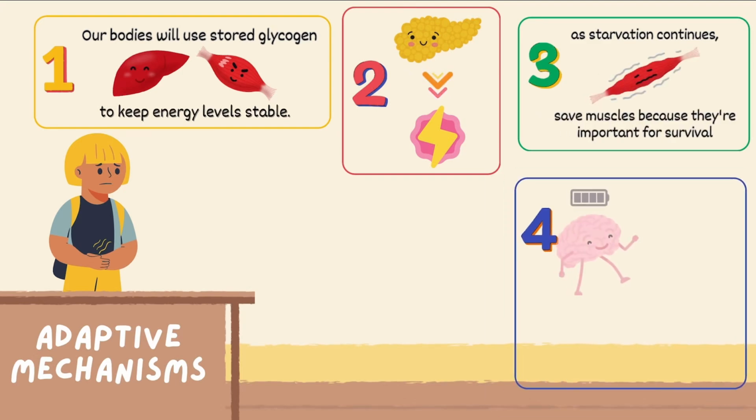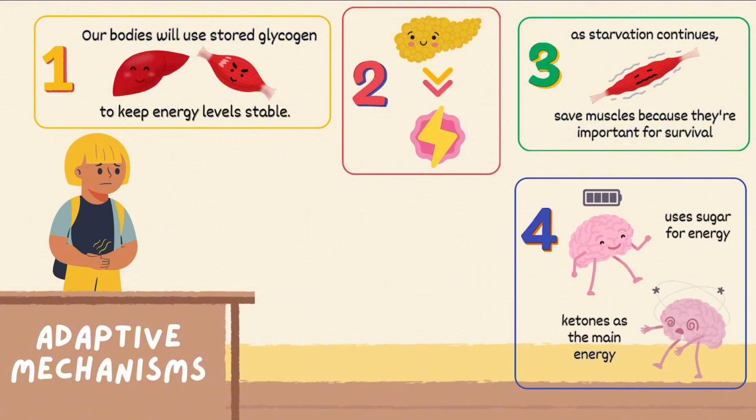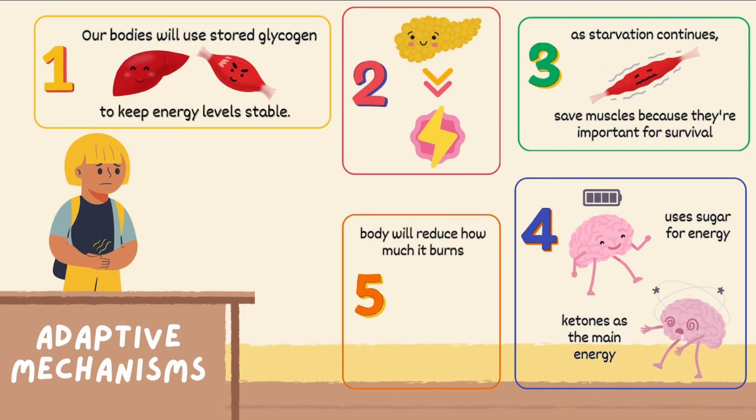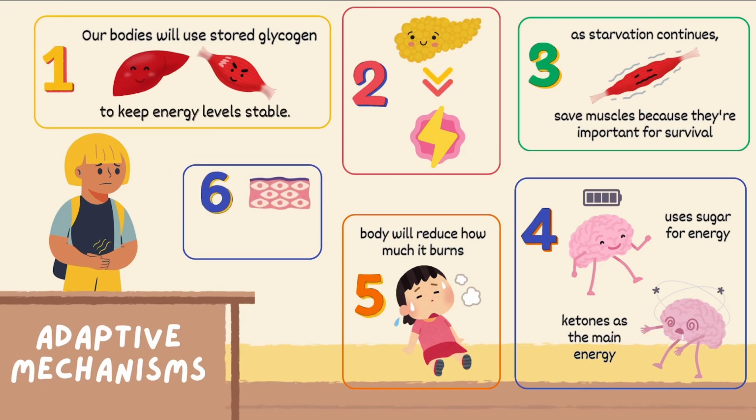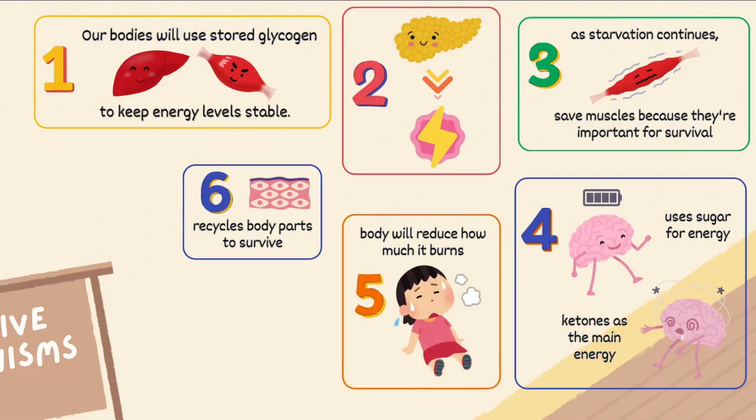Next, our brains normally use sugar for energy. But in starvation, the body makes ketones from lipids as the main energy for the brain, so it doesn't need as much sugar. To save energy, our body will reduce how much it burns. This means you will feel tired and cold, and your heart and breathing slow down due to your metabolism slowing down. Lastly, our body cells will break down old or damaged body parts and use them for energy. It's like our bodies are recycling to survive.